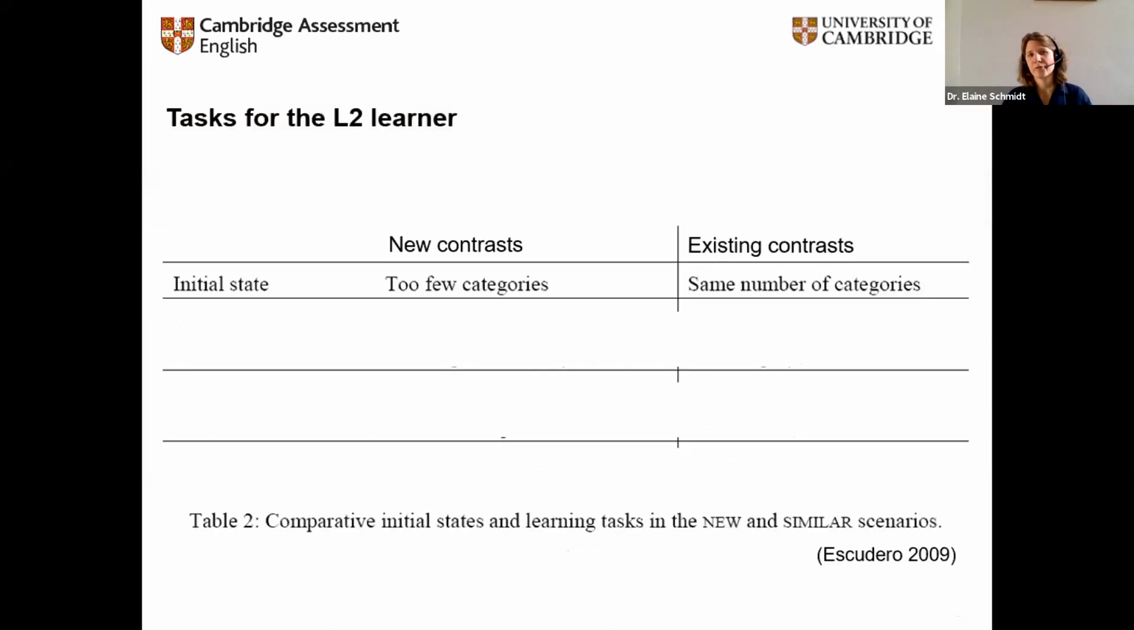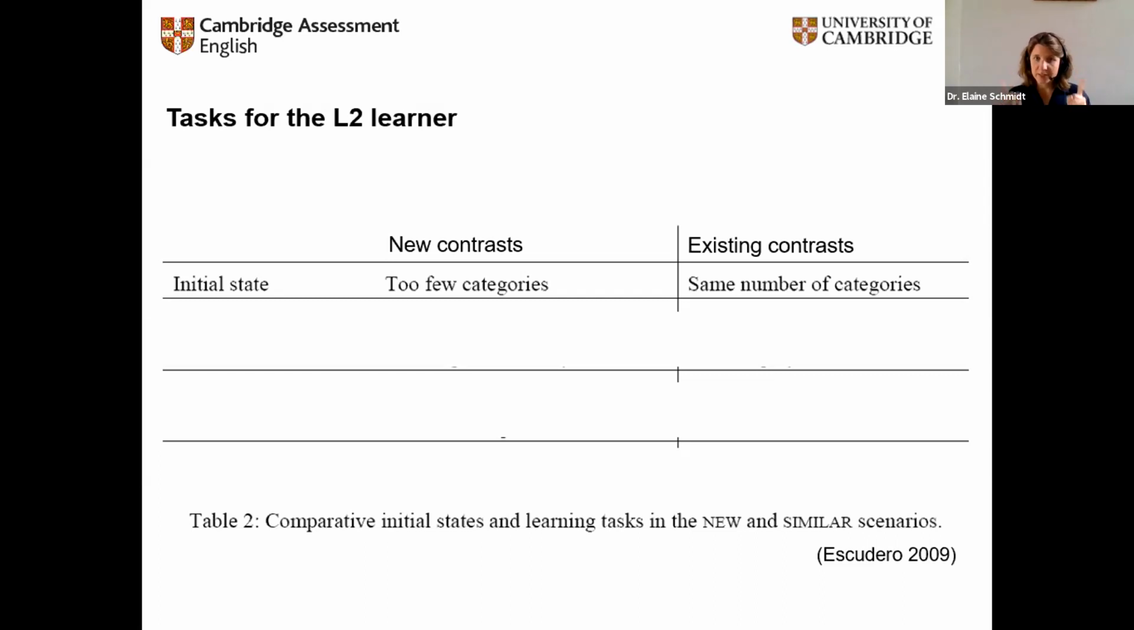So what does this mean for L2 learners? Well, if there are new contrasts, the initial state is that you have too few categories. So if you have the example of the a, for example, you only have 1 category initially, and you don't have enough categories to fill up the rest. Whereas if you have existing contrasts, so for example, if you look at the difference between pan versus ban, Spanish actually produces the p and b slightly differently.